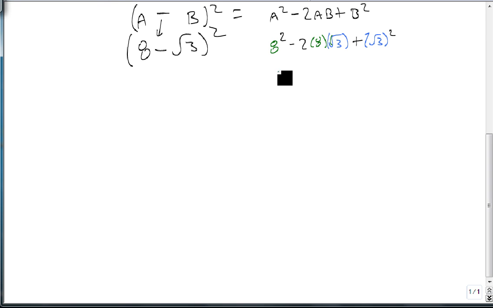Well, 8 squared is 64. 2 times 8 is 16. 16 times the square root of 3 just becomes 16 square root of 3. And the square root of 3 squared is plus 3. Combine like terms, and notice I can combine the outsides. And so we get, as our final result, 67 plus 16 square roots of 3.